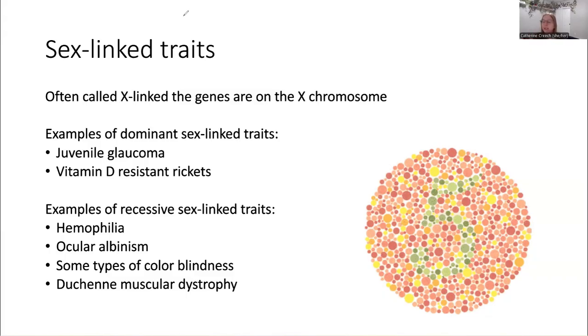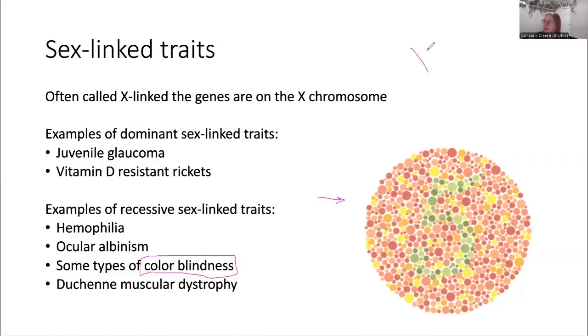And the way that this looks when we do a Punnett square is that we put the trait on the X only. By the way, this is a color blindness test. If you look at this circle and you cannot see the number in it, you may be red-green colorblind. Please don't let this diagnose you. Go talk to your doctor. But color blindness is often a sex-linked trait, and so it's cool to think about.